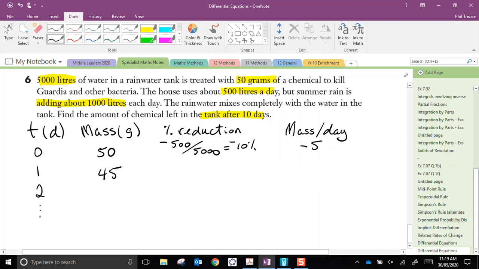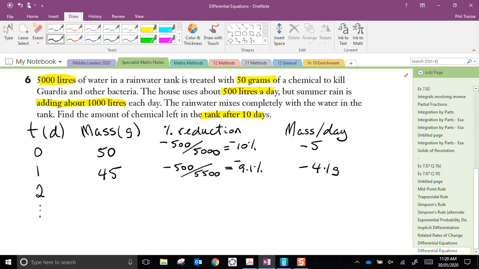Now on the next day, the family uses 500 litres, but the tank is no longer 5,000. The tank had an extra 1,000 added to it, so effectively the tank is up to 5,500 litres. And that, if you calculate, is about 9.1% loss. And 9.1% of 45, this means we've lost about 4.1 grams of the chemical on the second day.